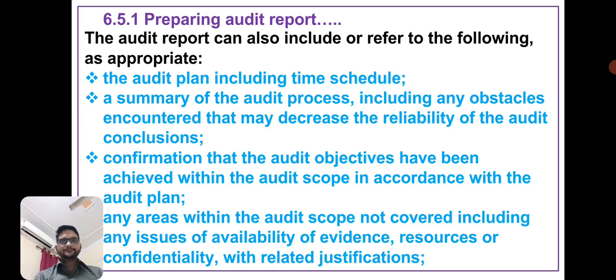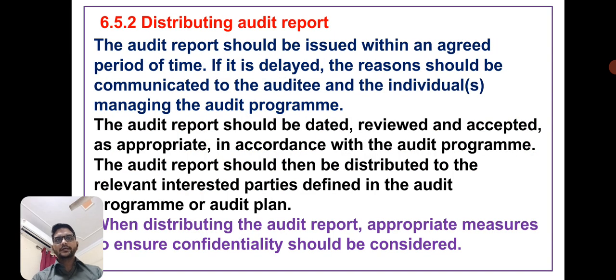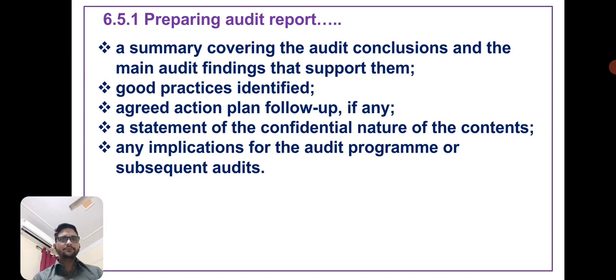Next, the audit report should also include the audit plan, including time schedules, a summary of the audit processes, including any obstacles, confirmation that the audit objective has been achieved within the audit scope, any area within the audit scope not covered, including any issues of availability of evidence, resource, or confidentiality with related justification. Next is a summary covering the audit conclusion, good practices identified, agreed action plan follow-up if any, statement of the confidential nature of the content, and any implications for the audit program or subsequent audits.